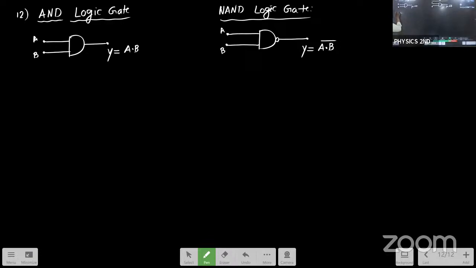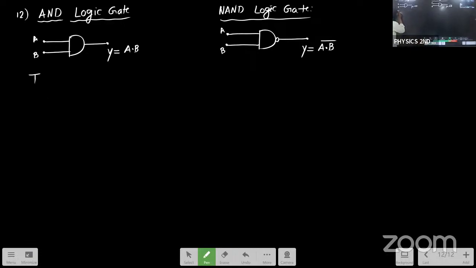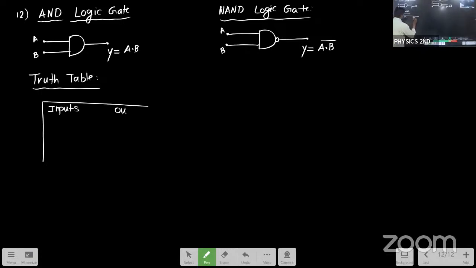So what is the truth table? The truth table for which type of logic gate? AND logic gate. So how many inputs will we have? We'll have two inputs. And how many outputs? Only one output. What is that output? Y is equals to A dot B. And what are the inputs? A, B are the inputs.